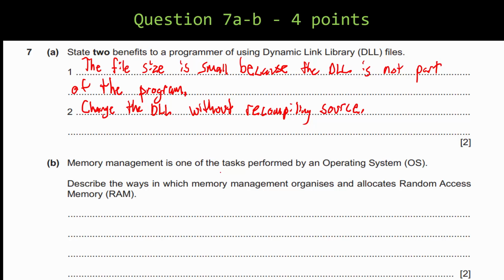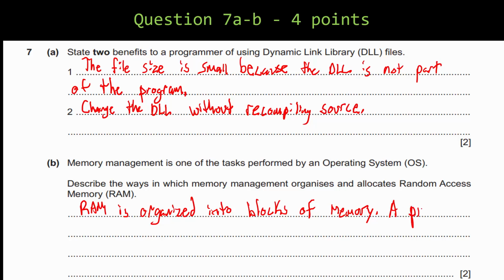So memory management is one of the tasks performed by an operating system. Describe the ways in which memory management organizes and allocates RAM. So RAM is organized into blocks of memory. So RAM is organized by a program into blocks of memory. And each program reserves or allocates, we're going to say allocates, RAM for the program.